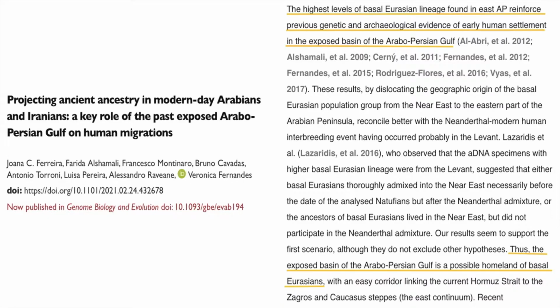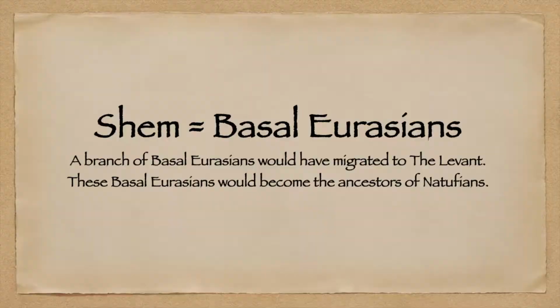The highest levels of basal Eurasian lineage found in East Arabo-Persia reinforce previous genetic and archaeological evidence of early human settlement in the exposed basin of the Arabo-Persian Gulf. Thus, the exposed basin of the Arabo-Persian Gulf is a possible homeland of basal Eurasians. A branch of basal Eurasians would have migrated to the Levant. These basal Eurasians would become the ancestors of Natufians.